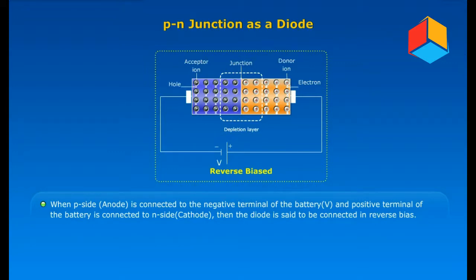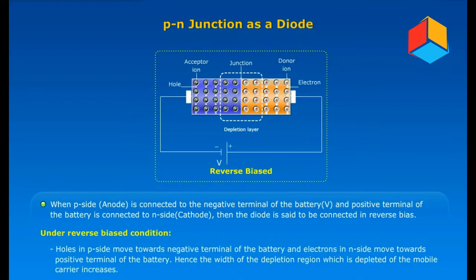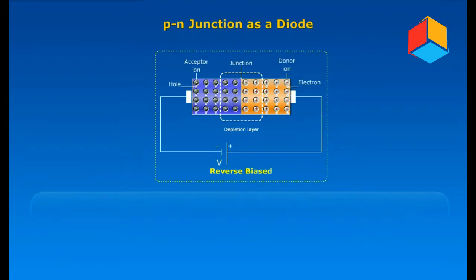When the P-side anode is connected to the negative terminal of the battery V and the positive terminal of the battery is connected to the N-side cathode, then the diode is said to be connected in reverse bias. Under reverse biased condition, holes in the P side move towards the negative terminal of the battery and electrons in the N side move towards the positive terminal of the battery. Hence, the width of the depletion region, which is depleted of the mobile carrier, increases.